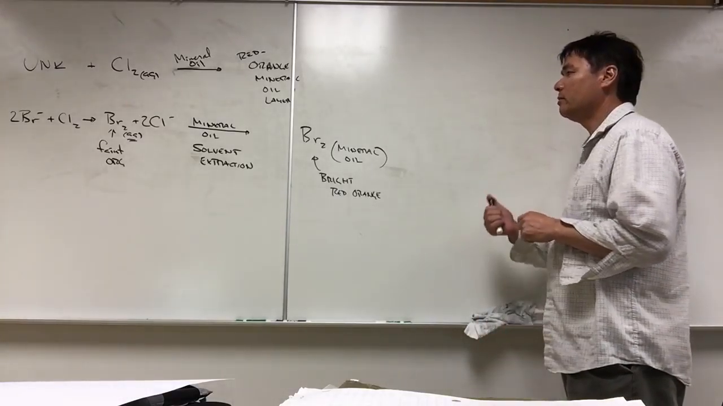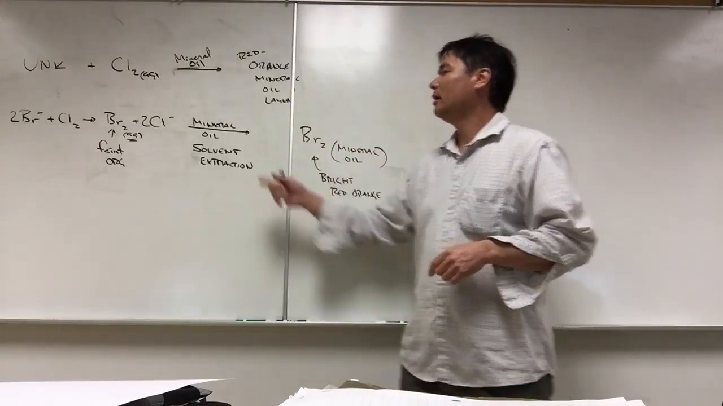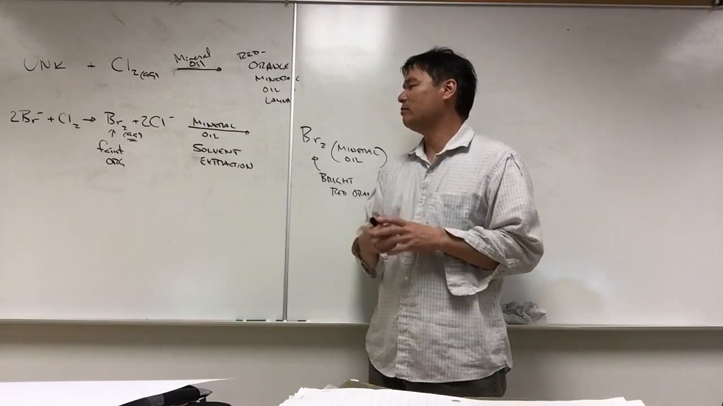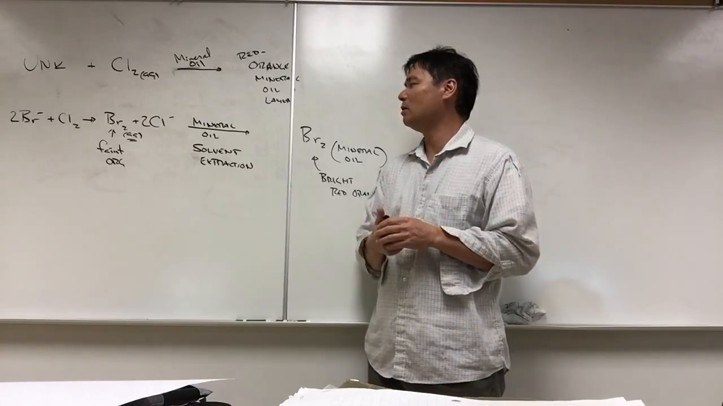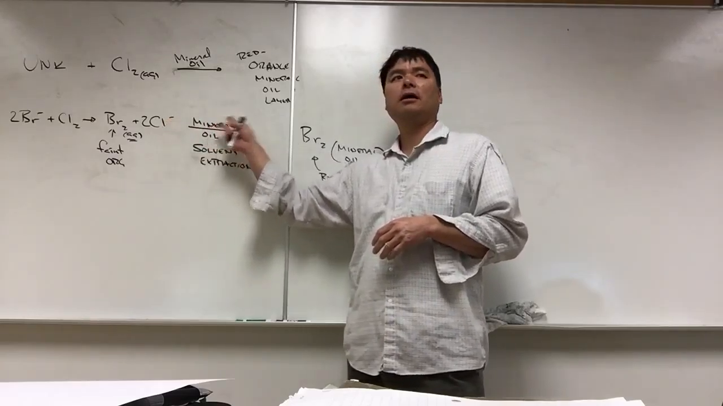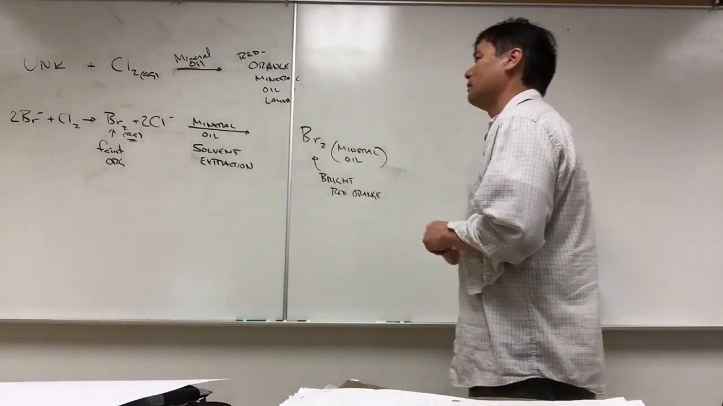All right, so what you're going to do is stopper the test tube and then shake it to get little droplets of mineral oil to mix, to form some kind of emulsion with water, and then the mineral oil will extract the bromine out of the water layer. Okay, so just stopper it and shake it.